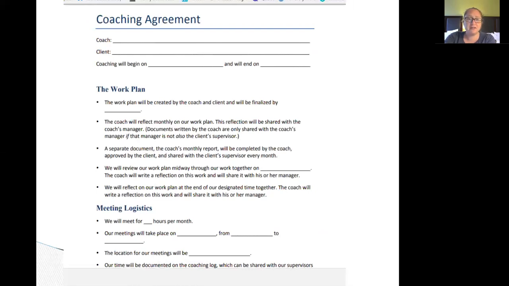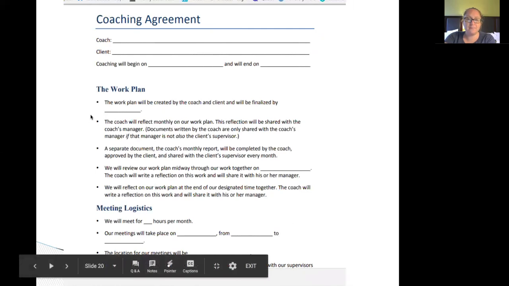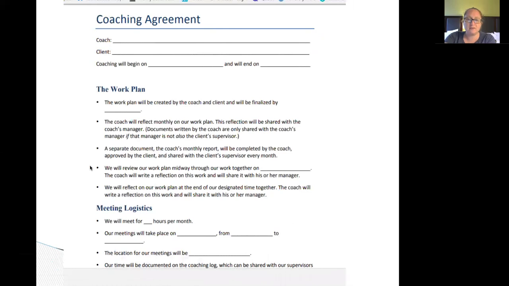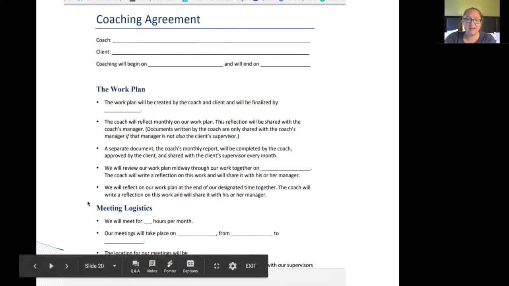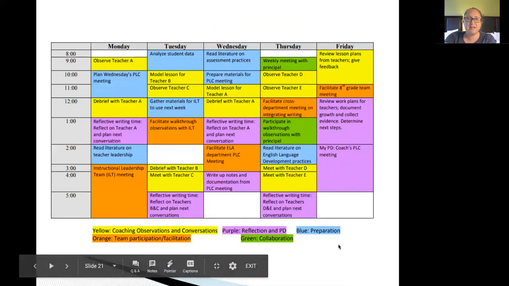Here's another coaching agreement that has the work plan that talks about what work is going to come out of the coaching cycle, like a report, logistics of meeting, when, how often, where, things like that. Again, you don't even have to use a form. You can use whatever you want.